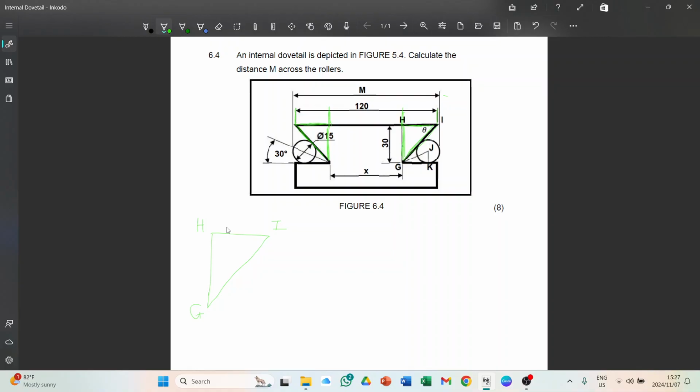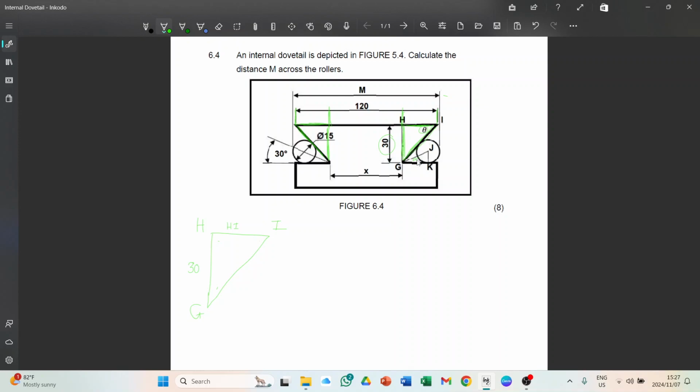Then we go look at the other one, GH. Is there anything for GH? Yes, they told you that the distance or height there is 30. Then we're going to go look at the corners. You will see that they've indicated corner I as theta. So remember, you've got the alpha here, which is always half of your theta. Now they did actually give you the alpha, which is 30. So that means double that corner will be 60.